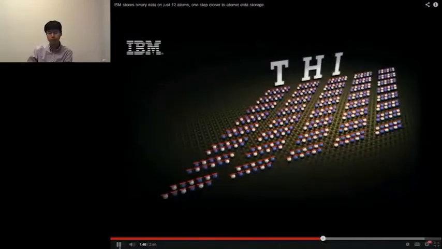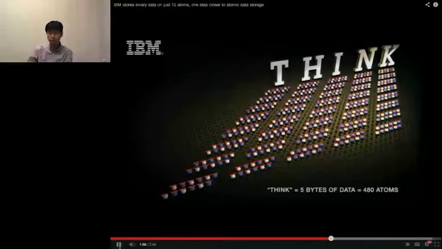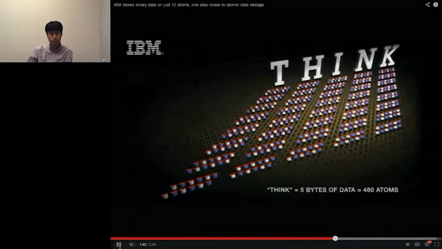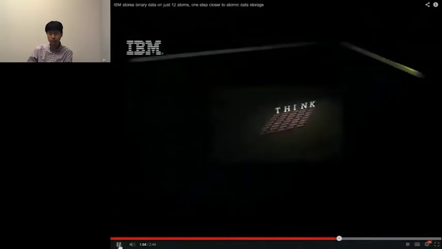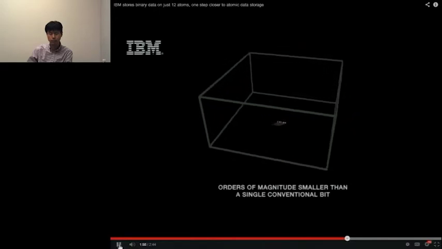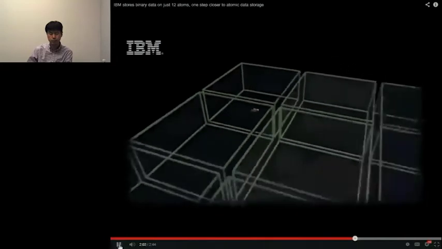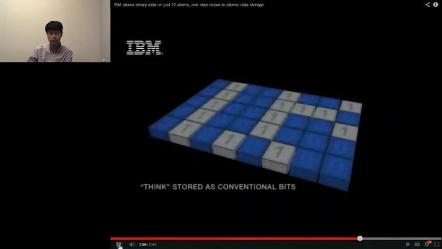In this example here, we have 5 of those, and they store different information in them. In this case, the letters T, H, I, and K. In this size comparison to existing technology, you can appreciate how much smaller this atomic scale magnetic data storage could be and how much more information you could store in the same space on your drive.